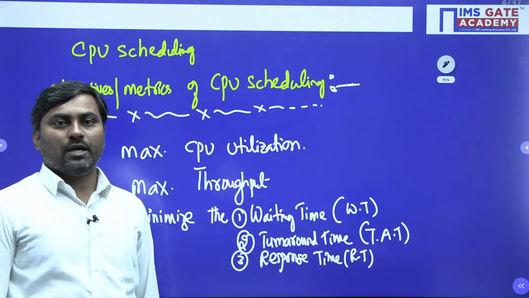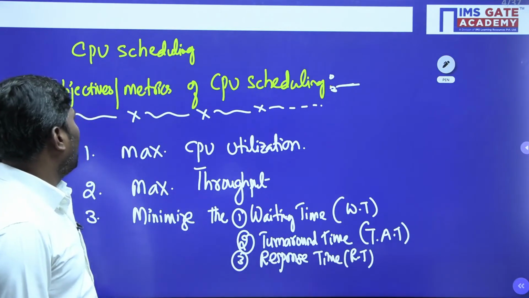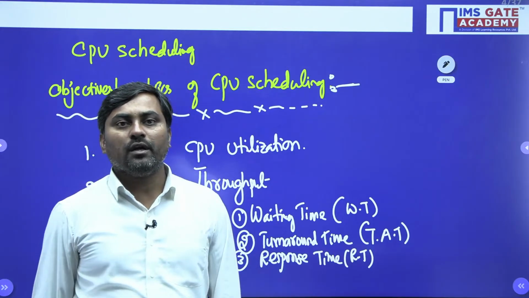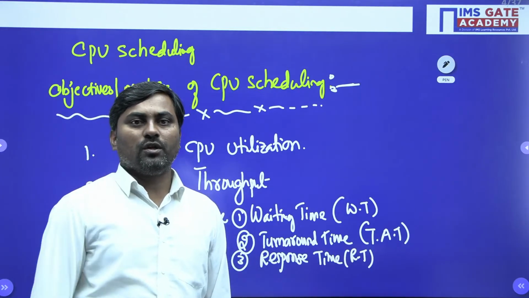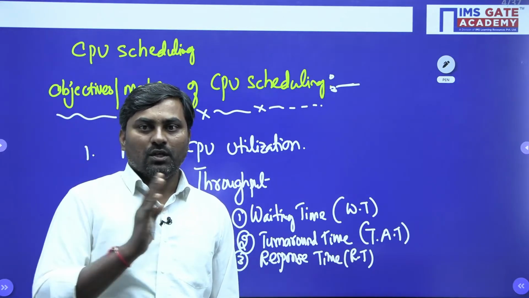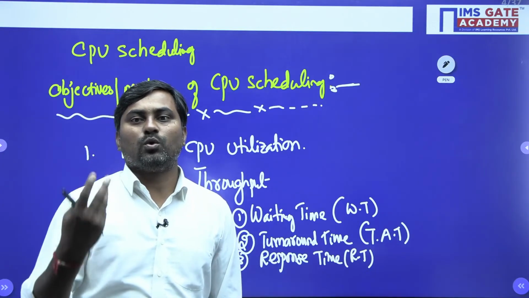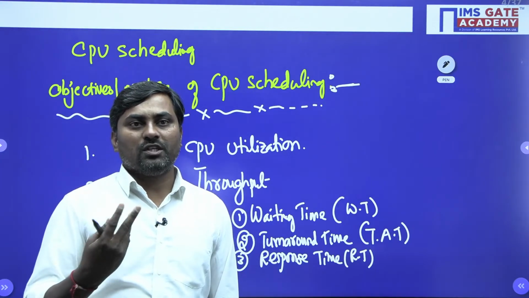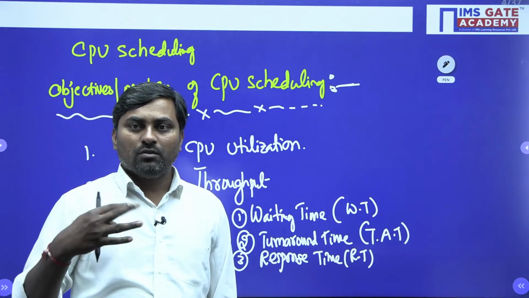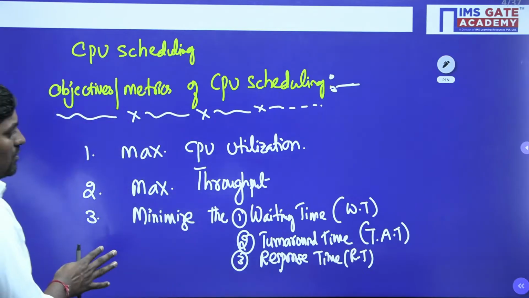I hope you understand. These are the major objectives or criteria or metrics for applying the decision making policies, that is, the CPU scheduling or process scheduling algorithms. Whatever policies you apply should satisfy at least some of them, so that we can say it is a good algorithm, a good decision making policy. One is improve the CPU utilization, increase the throughput, and minimize these times. Okay, I hope this is clear. Note it down.